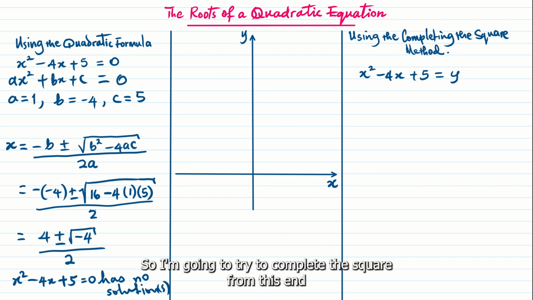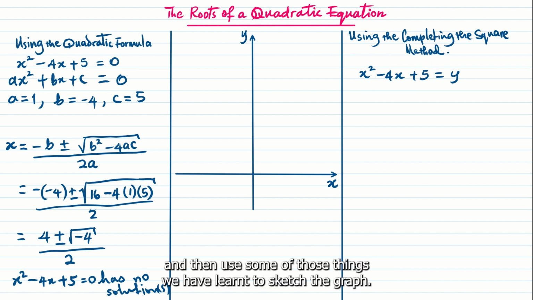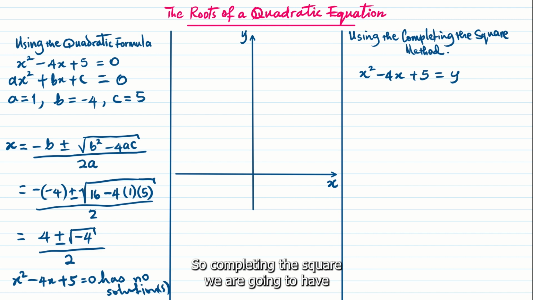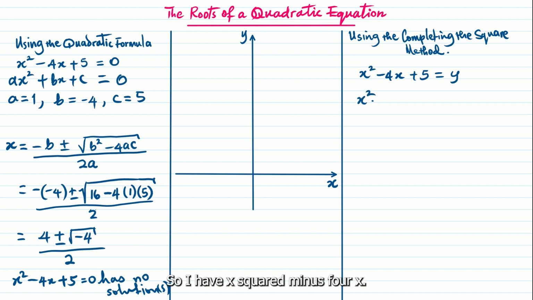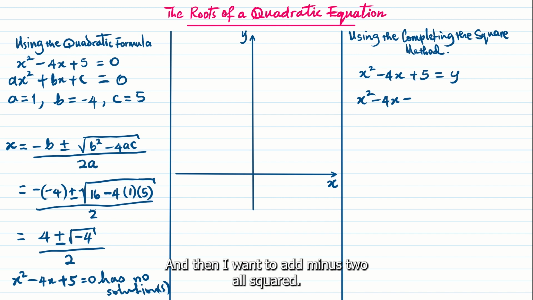All right. So I'm going to try to complete the square from this end and then use some of those things we have learned to sketch the graph. So to complete the square, this is already x squared there. So I have x squared minus 4x, and then I want to add minus 2 all squared.